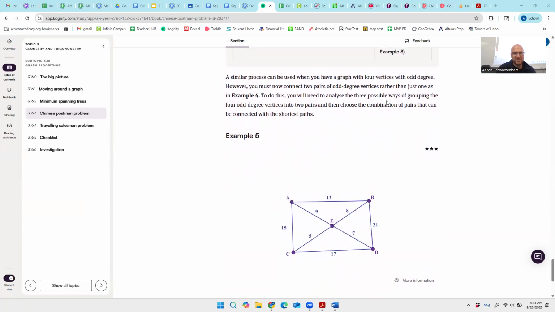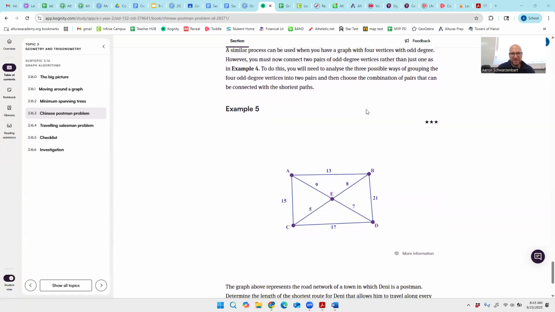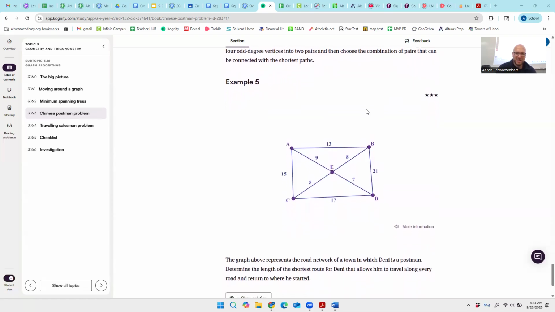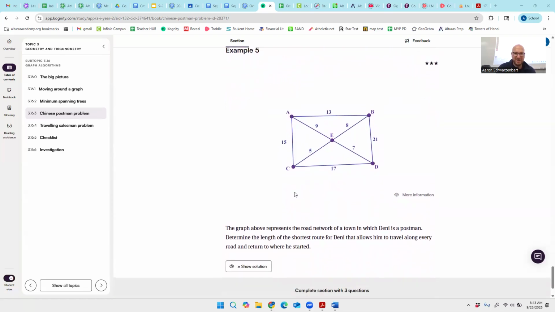Now, a similar process can be used when you have four vertices with odd degree, which is what we have here. All the corners have degree 3. However, you must connect two pairs of odd degree vertices rather than just one, as in example 4. To do this, you will need to analyze the three possible ways of grouping the four odd degree vertices into two pairs and then choose the combination of pairs that can be connected with the shortest path.